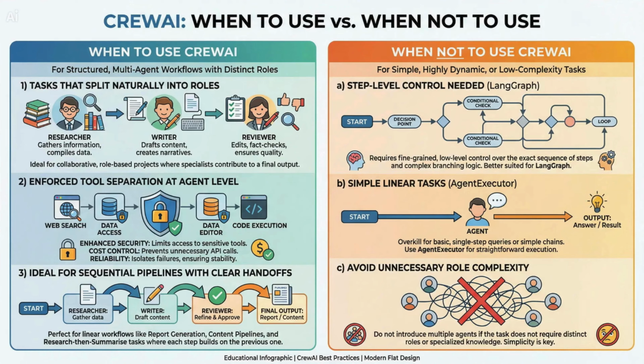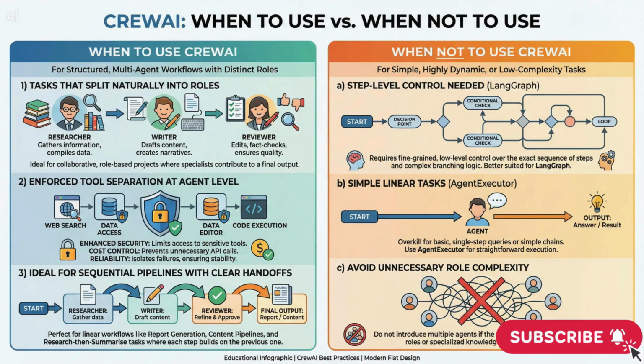Don't use it when you need step level control. If you need to inspect state after every tool call, trigger alerts mid-run, or pause for human approval at a specific node, LangGraph is still the right answer. And don't use it for simpler linear tasks. One agent, 3 tool calls, 1 answer. That's the agent executor territory, as we discussed in the previous video. Don't add role complexity where a single loop is sufficient.